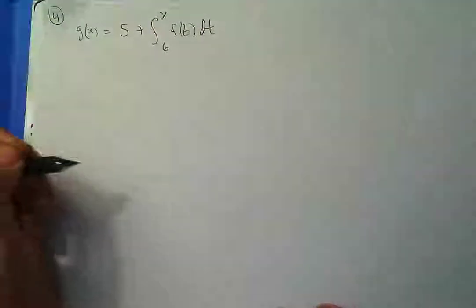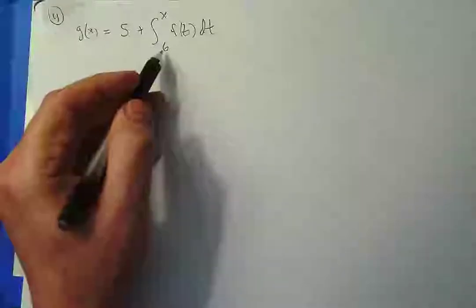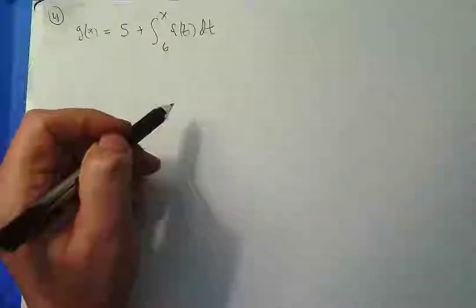Okay, 4. No calculator. The graph of the differentiable function f of x is shown above on negative 3 to 5, horizontal tangent at x equals 6. Let g of x be defined in this interesting and curious way. G of x is 5 plus the integral from 6 to x of f of t dt. Notice we're not integrating from the left side of the picture. It's not from negative 3 to x, it's from 6 to x.